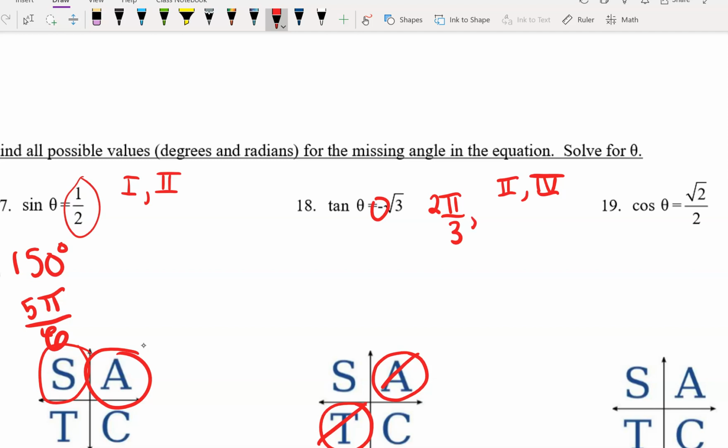And 3 pi over 3 would reduce. 4 pi over 3 would be in the third quadrant. So 5 pi over 3 is what's in the fourth quadrant. So those are our answers in radians.